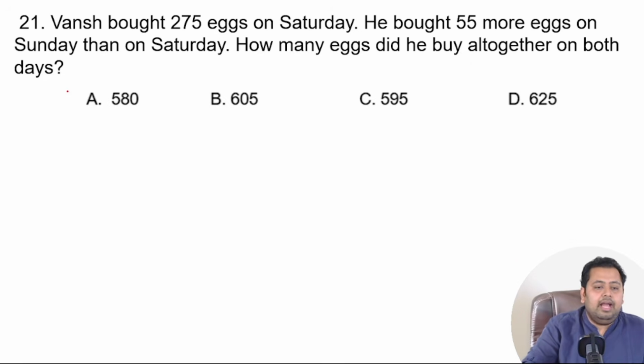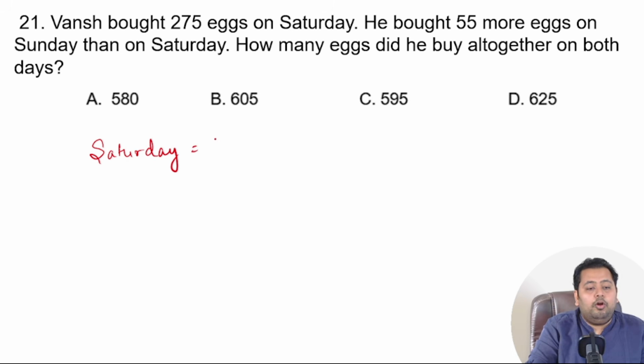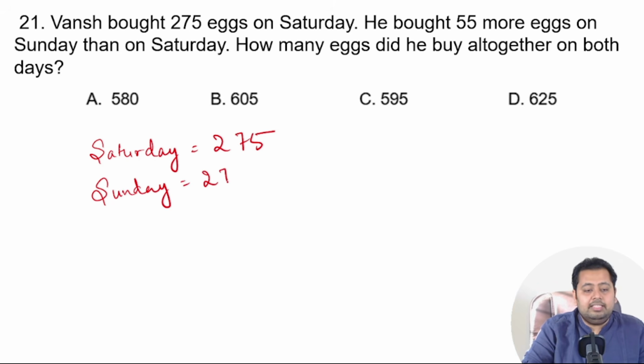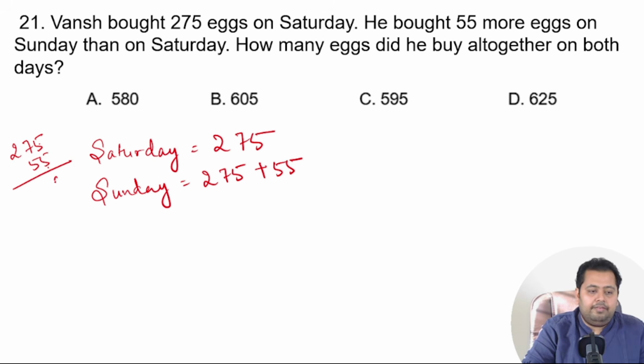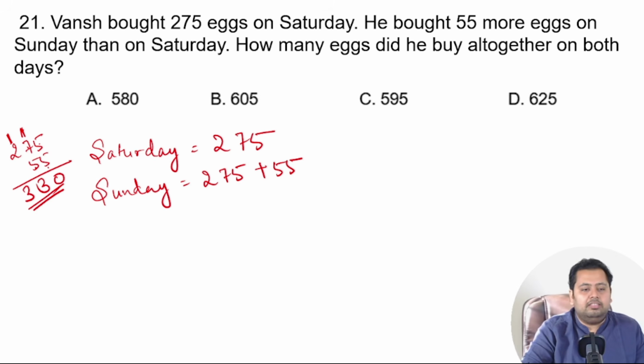Great, I think you would have already got the answer correctly. So on Saturday, Vansh bought 275 eggs. Now on Sunday, Vansh got 275 plus 55, right? He got 55 more. So if I do the addition, 275 plus 55, it is 5 plus 5, 10. 1 carries over. 7 plus 1 is 8. 8 plus 5 is 13. 3, 1 carries over. And he gets 330 eggs on Sunday, right? So this is nothing but 330.